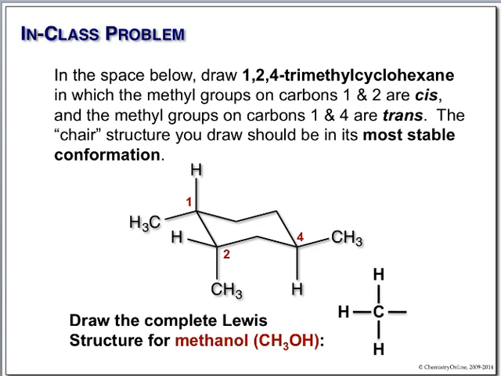Start with our carbon. It should look like this. Again, the carbon is bonded to the oxygen, and we must show the 2 unshared pairs of electrons. And finally, the oxygen is also bonded to the hydrogen. Any questions?